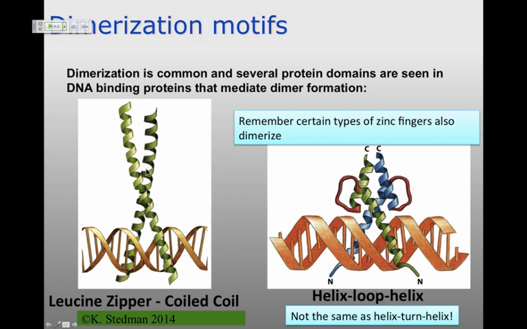This, again, is that coiled coil or leucine zipper dimerization motif next to the basic helix. You also have these helix-loop-helix dimerization motifs, not to be confused with helix-turn-helix. Again, I don't like the terminology, but that's what we have. The helix-loop-helix is a dimerization motif, whereas a helix-turn-helix is a DNA binding motif. Just to keep those two separate from each other.